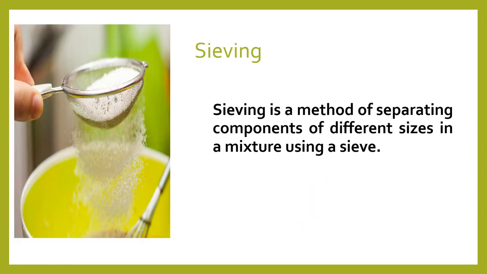Sieving. Sieving is a method of separating components of different sizes in a mixture using a sieve. A sieve is a mesh fixed tightly in a frame. A sieve is similar to a strainer. Sieving is used when we have to separate solid particles of different sizes.